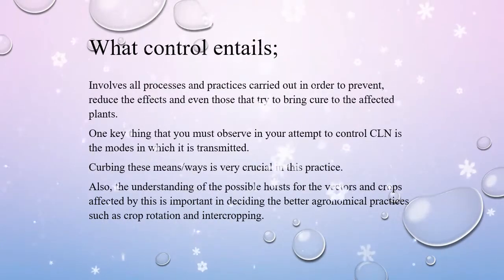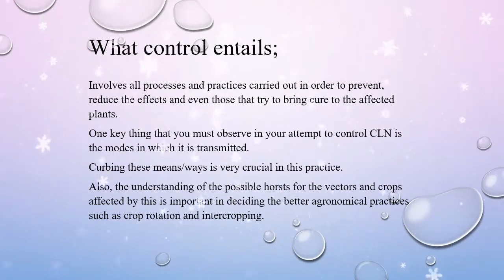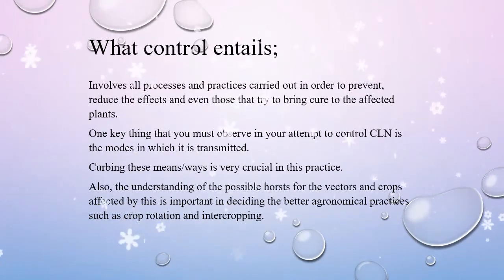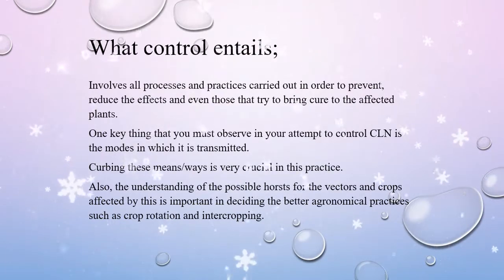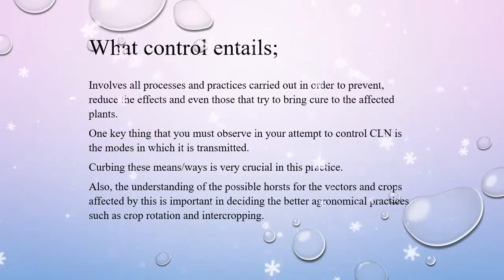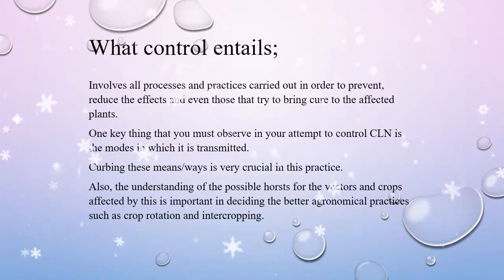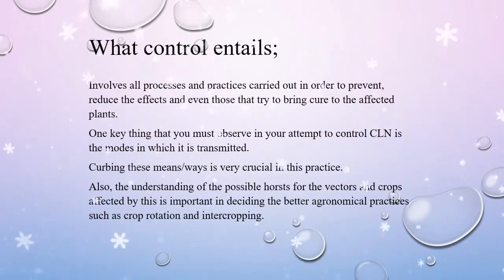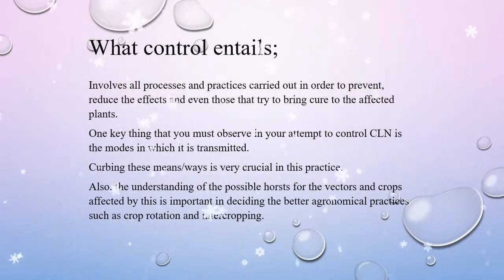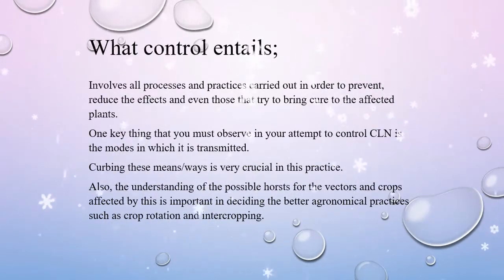One key thing that you must observe in your attempt to control Maize Lethal Necrosis Disease is the modes in which it is transmitted. Curbing these means is very crucial in this practice. Also, understanding the possible hosts of the vectors and the crops affected by this is important in deciding the better agronomical practices, such as crop rotation and intercropping, to be employed. Hope you enjoy and you get the answers that you're looking for.